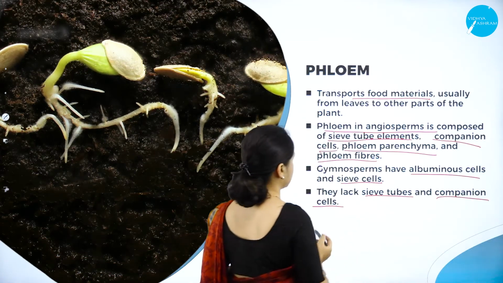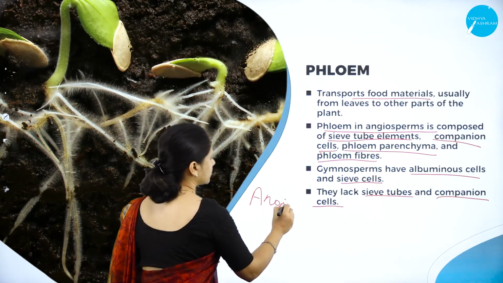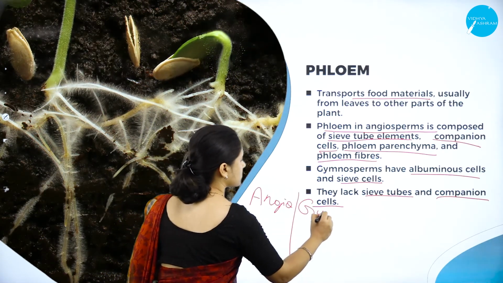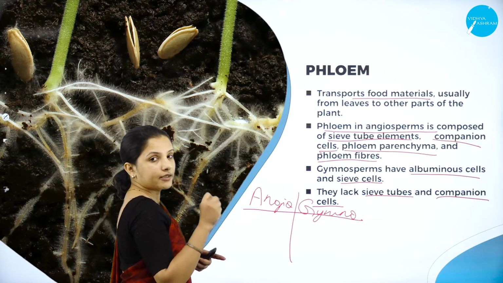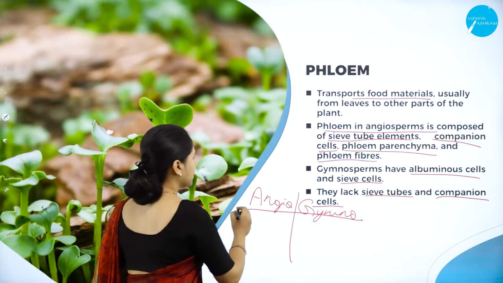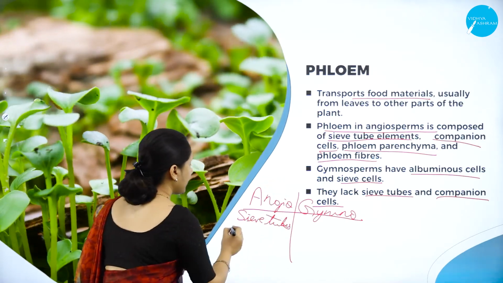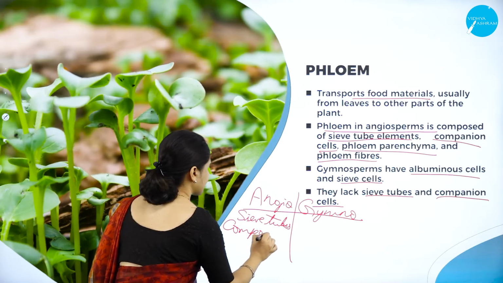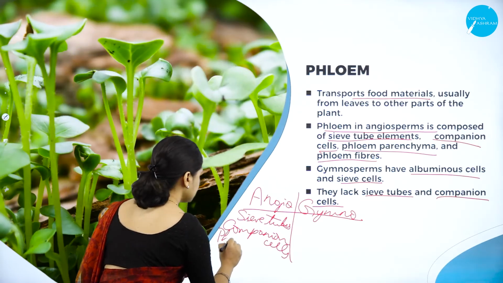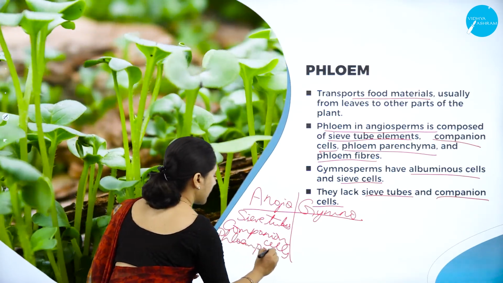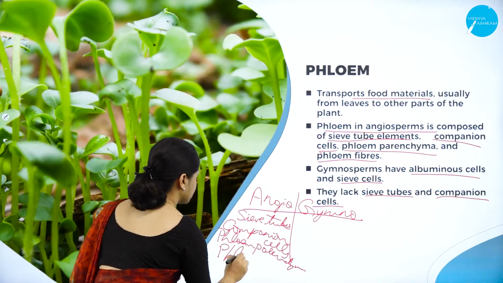So what did I say? I'm talking about the angiosperms and the gymnosperms. In angiosperms, the phloem is made up of different components called the sieve tubes, the companion cells, the phloem parenchyma and the phloem fibers.